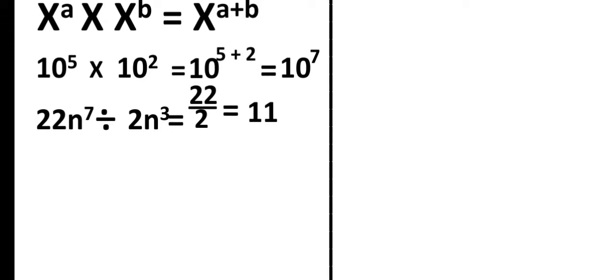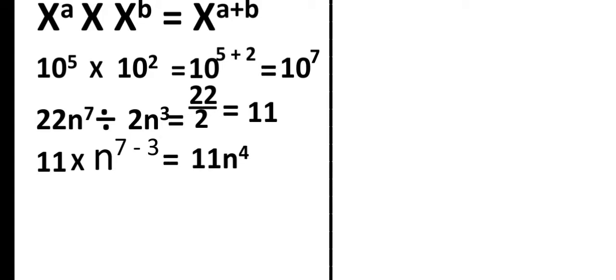Now we find out that both have the same base of n. So we say 11 multiplied by n raised to the power of 7 minus 3, as the second law of indices, whereby the division, when it goes to the power, we turn into subtraction. 7 minus 3 gives us 11n raised to the power of 4. Yes, this is for the second law.